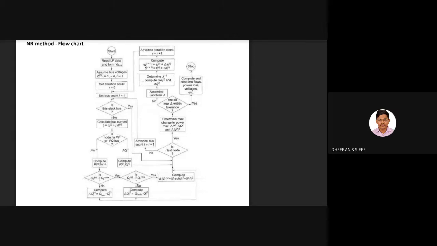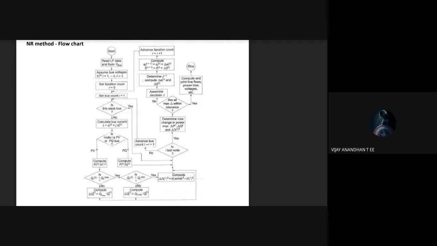But for Gauss-Seidel, the methodology is the same. The iteration count increases. In most cases problems will be given, so if they ask to find for 2 to 3 iterations, you have to increase your iteration count, and again find the voltage and the PQ values. Again, you have to find it.